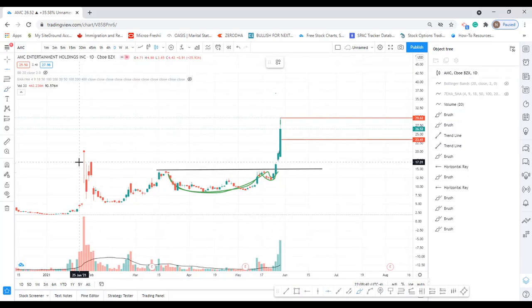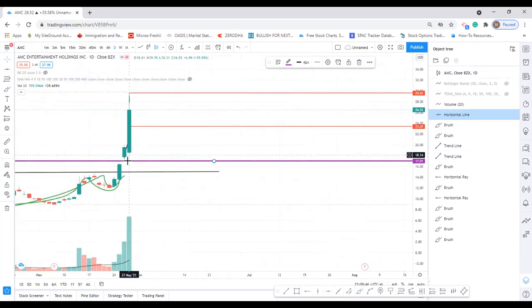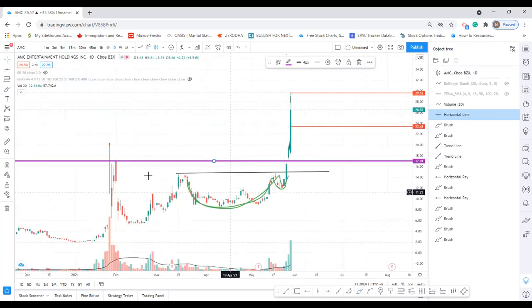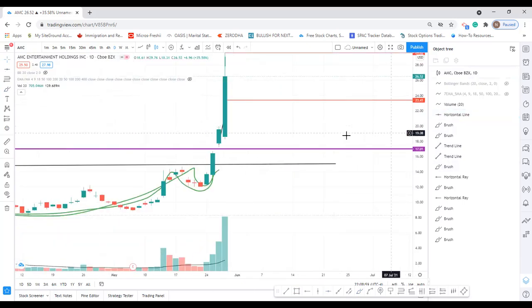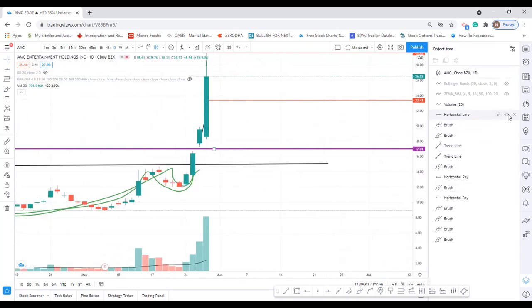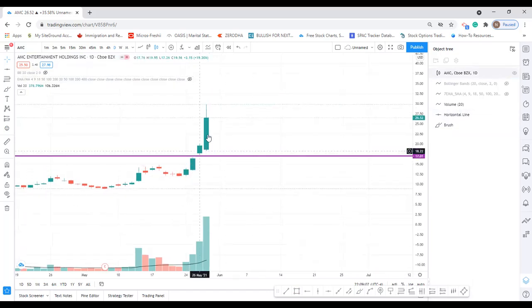Once it's broken, if you see here, it gave the breakout with a gap up. So this was the big resistance area, right? Because it was closing here. A gap up is usually extremely bullish. And again, let me remove everything here. See here, gap up. Now there is a price rejection on the top.